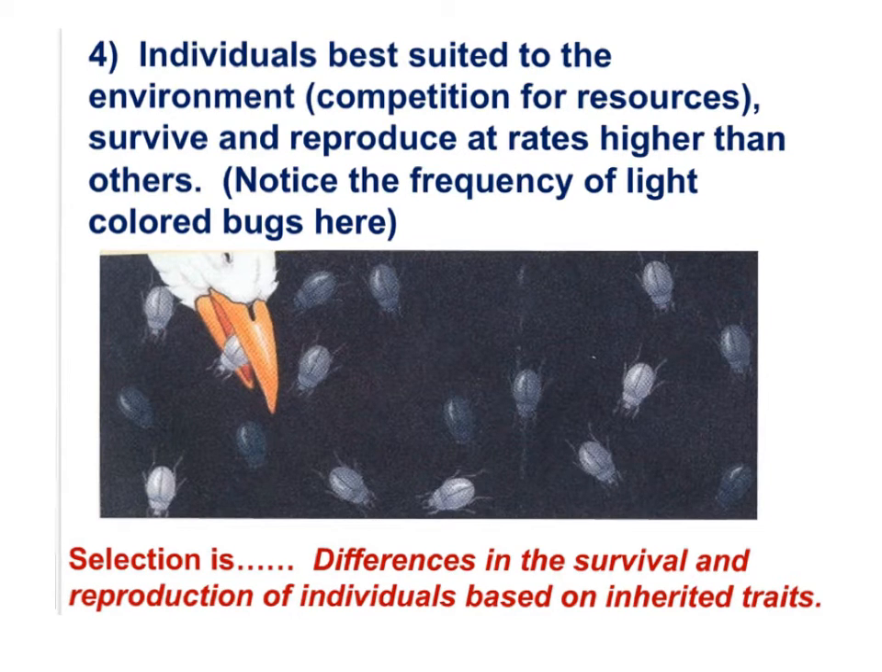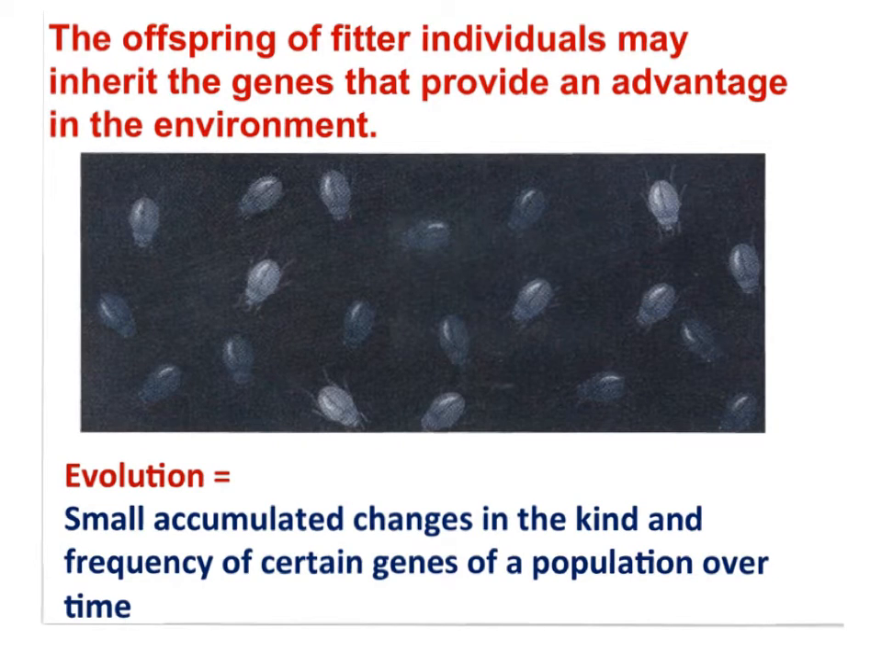In this slide, we can see a population of beetles with variation, many beetles with variation. The environment is represented by the dark background and the bird as a predator. Those with slightly darker coloration survive and reproduce at higher rates than those with lighter coloration. The darker beetles are better suited to their environment. Selection is differences in the survival and reproduction of individuals based on inherited traits. So the offspring of the fitter individuals will inherit the genes that provide the advantage in the environment. Thus, over time, the population changes.